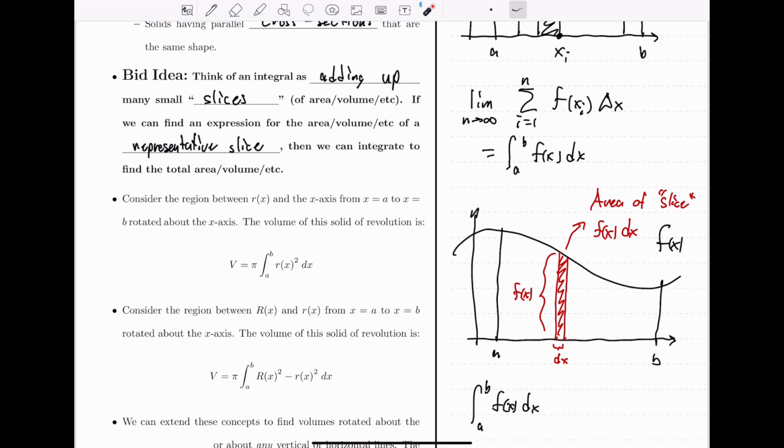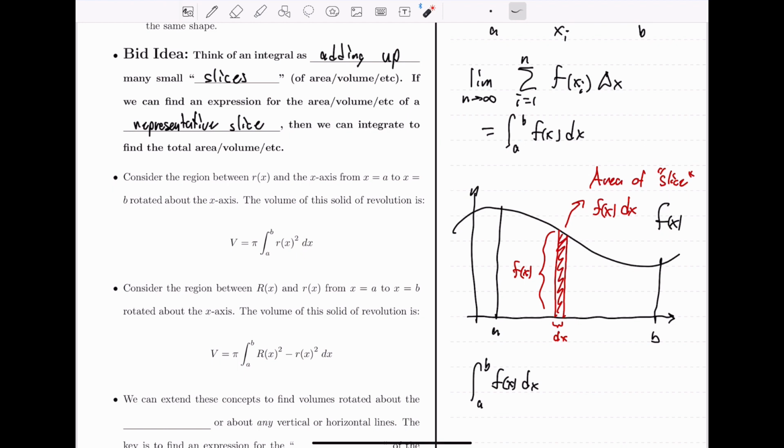Now, thinking of integrals in this way is a little bit more hand-wavy, it's a little bit more intuitive, but if we can think about finding representative slices of areas or volumes or what have you, and then adding up those areas or volumes using an integral, that way of thinking of integrals will serve us very well for these applications that we'll take a look at.